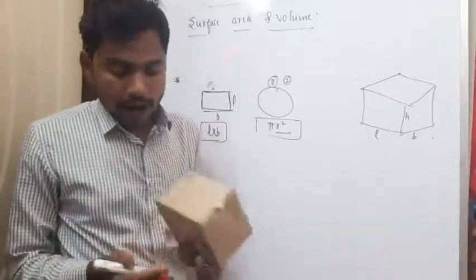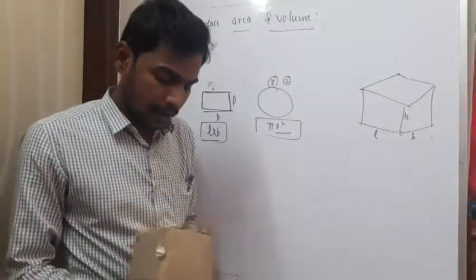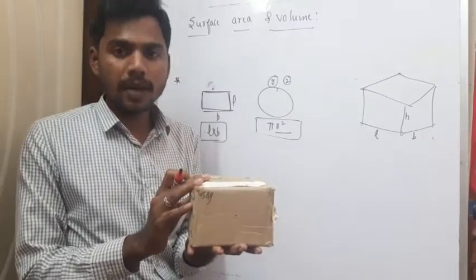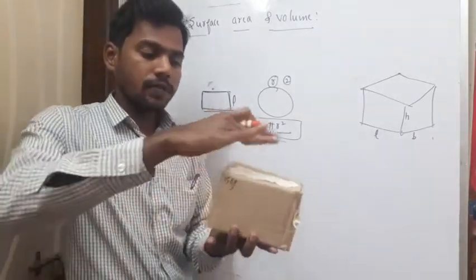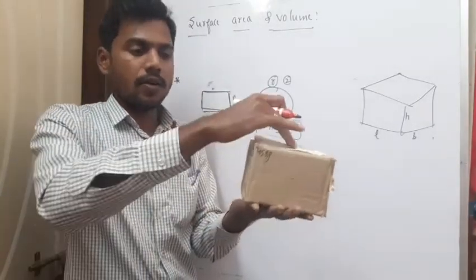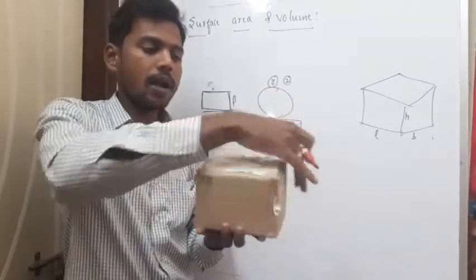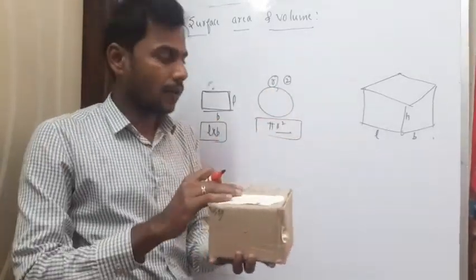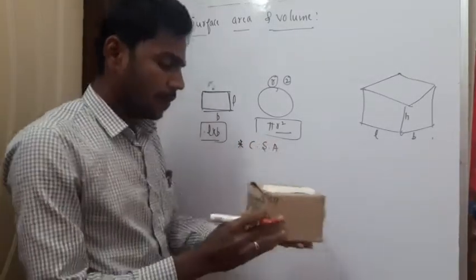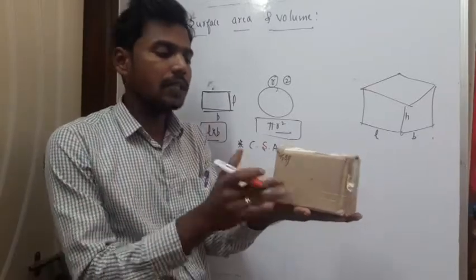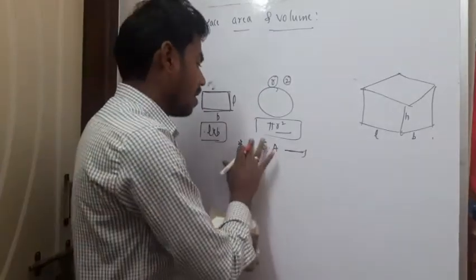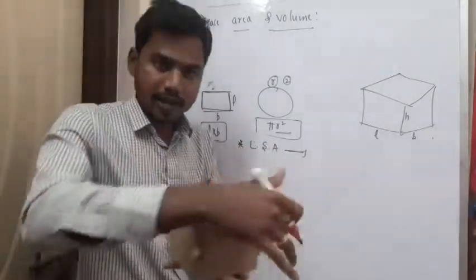In case of a cuboid, there will be 6 faces, and the 6 faces will not be the same. How many faces? 1, 2, 3, 4, 5, 6. Top face, bottom face, and all the others are the lateral faces. So when do we say curved surface area, CSA? If we include the area of these 4 lateral surfaces, in case of a cuboid we call it the lateral surface area.